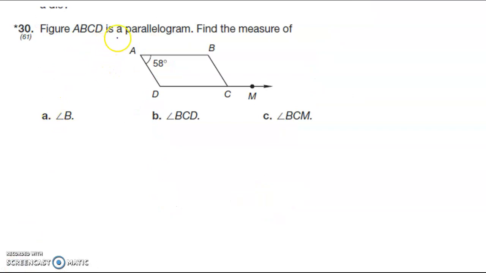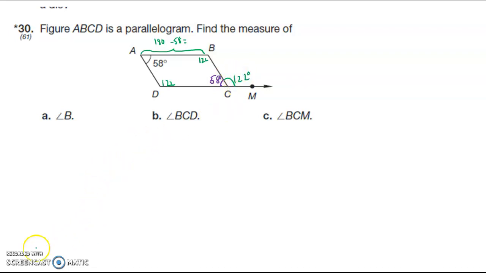Okay, parallelogram. Find the measure of. Let's go ahead and write down what we know. I know that this is 58, this is also 58. I also know that A plus B, or A plus D or D plus C, whatever, adds up to 180. So 180 minus 58 is 122, which makes this 122. And then I know 58 plus this is 180, so that's 122.